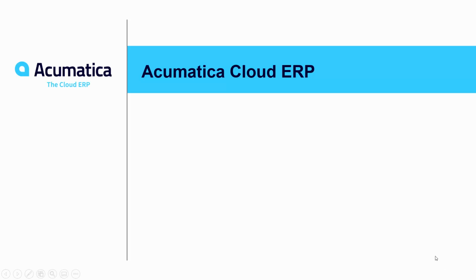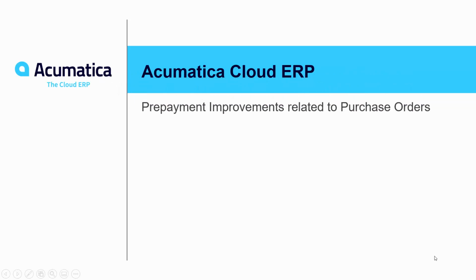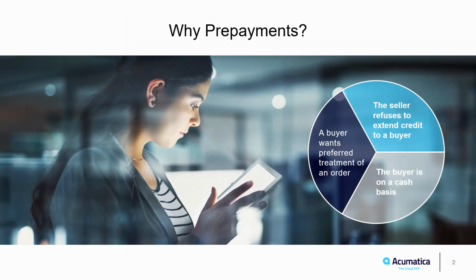Acumatica Cloud ERP. Prepayment improvements related to purchase orders. A prepayment is made when a selling company receives payment from a buyer before the seller has shipped goods or provided services to the buyer.